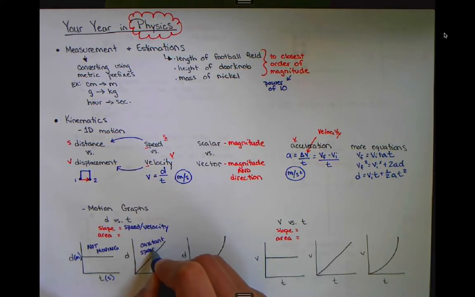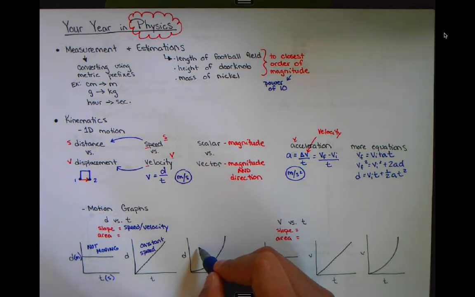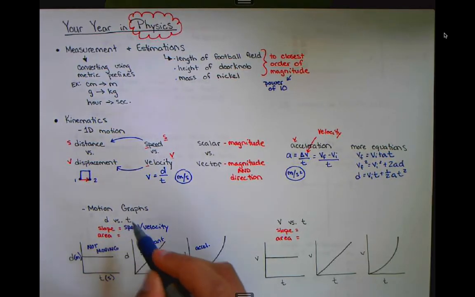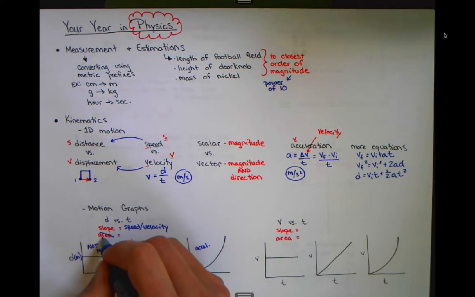Right? Straight line means constant, the slope represents speed, and then I have a curve. So this is a changing speed, and we know that changing speed means that something's accelerating. Okay, the area of a distance versus time graph. If I took the area of this, I'd be multiplying distance times time, so meters times seconds. That doesn't tell us anything.